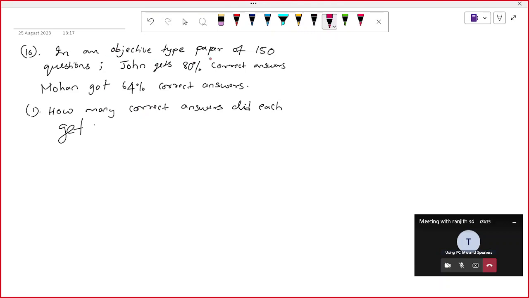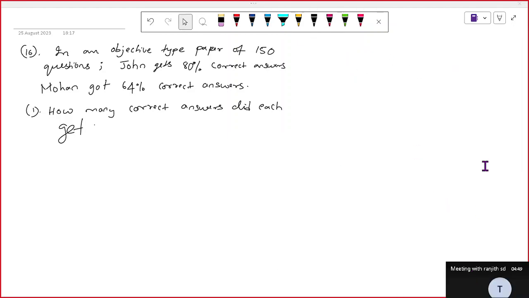In an objective type paper, what is an objective test paper? MCQ questions, multiple choice. If you add it for 5 marks, how many questions will you add? 5 marks, 5 questions, correct? Then here, how many objective type questions? 150. What's the total questions? Total questions 150.